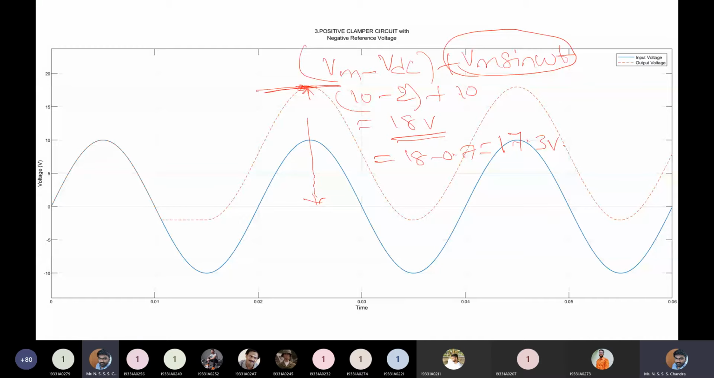So this shift in voltage is at every instant. At every instant you are adding 8 volts. I can say that this difference is 8 volts, here also it is 8 volts. At every instant you are increasing the voltage by 8 volts.